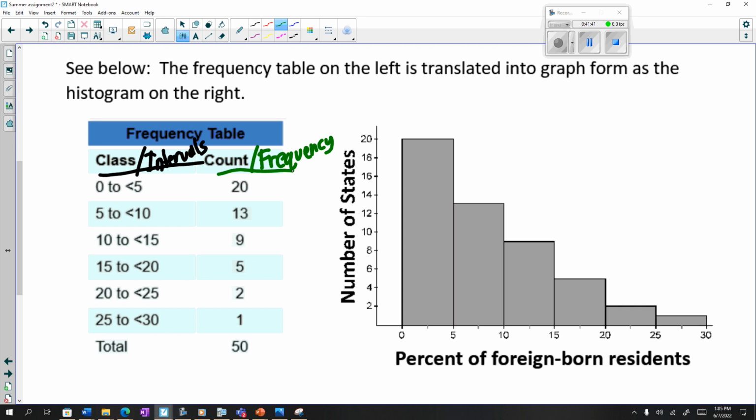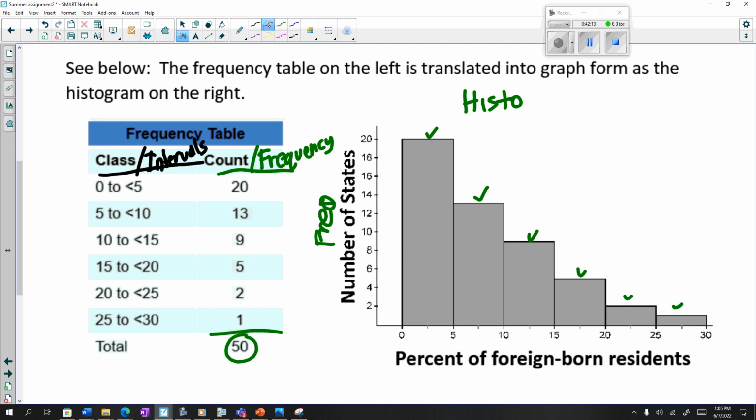Okay, so there's 20 in the first group, 13 in the next group, and if you add these all up, the total in the sample was 50. So now here we have the histogram, and the histogram shows the bars touching, as you could see, and this on the y-axis is the frequencies. So basically they took this table and they made it into a histogram, and they drew all the bars going up to 20, 13, 9, 5, 2, and 1.